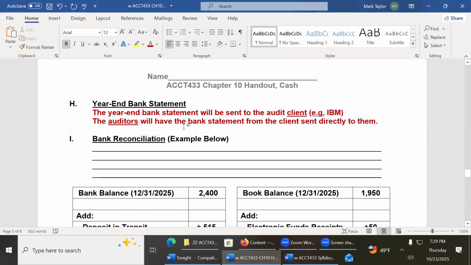And why do you think auditors do that? Why do the auditors want those sent directly to them instead of just taking what the client has? It can be manipulated. Yeah, they could be altered in some way, changed in some way, and quite honestly, nowadays, you could probably make it pretty convincing that you were looking at actual bank statements. So they have them sent directly to the auditors. It's a very common practice. Now, the company will use their bank statement to do a bank reconciliation.